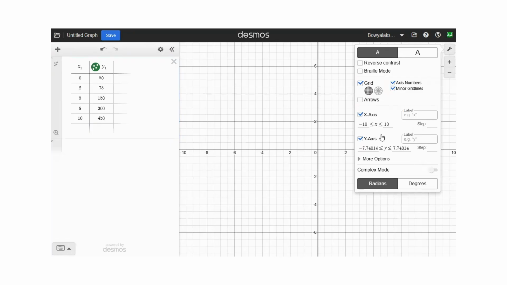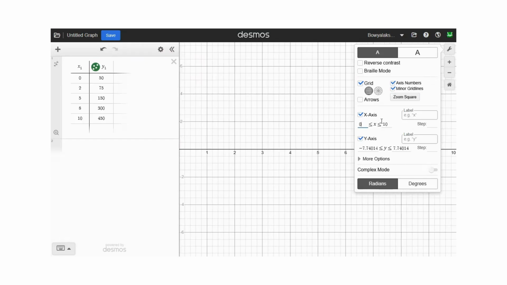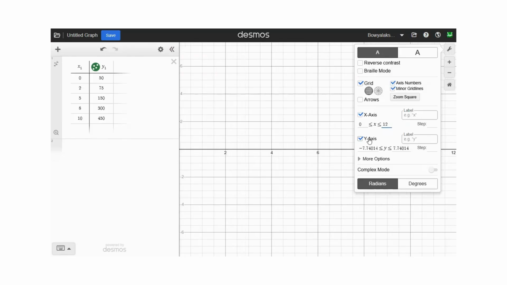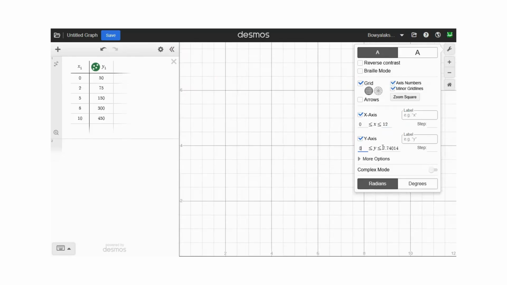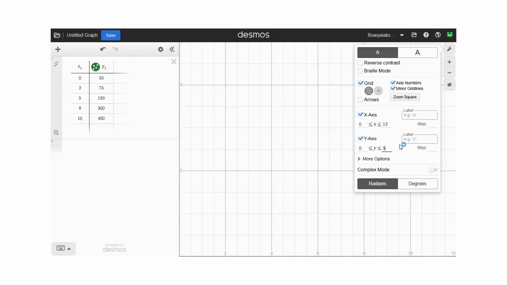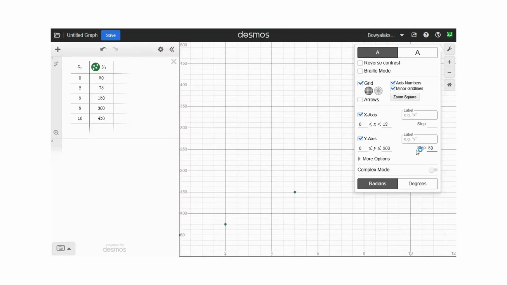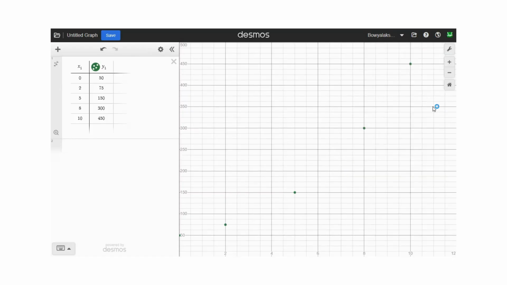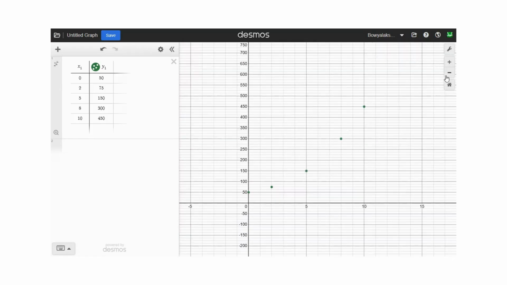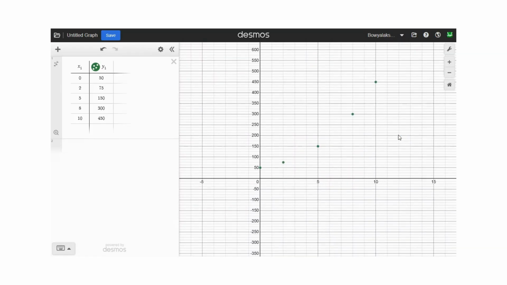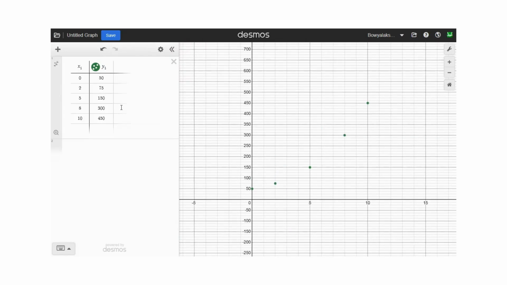So let me adjust the window. It's not visible, right? So for x, the minimum is 0 and the maximum is 10, so let me take 12. For the y-axis, let's go from 0 to 500, and step maybe 50s. Okay, let's adjust the graph, something like this. So this is the data plot.